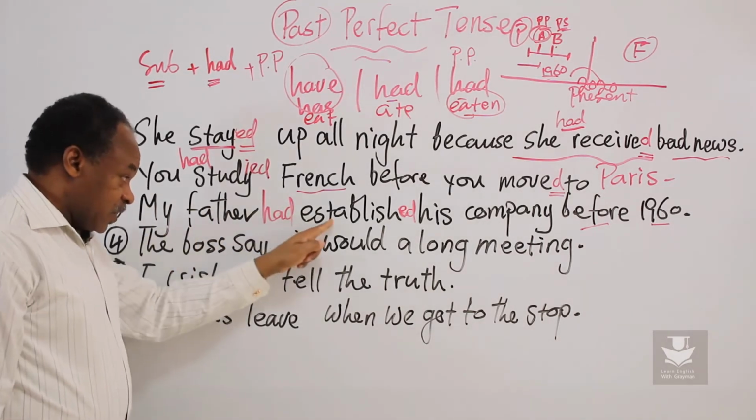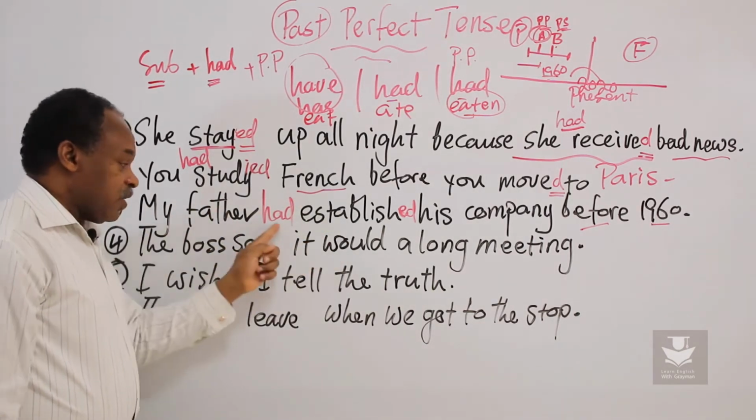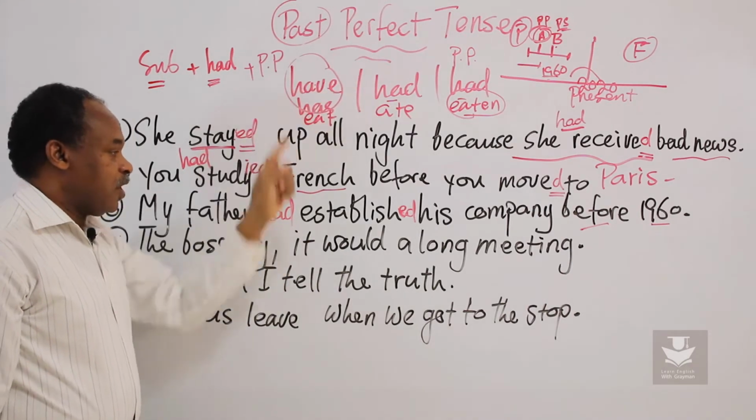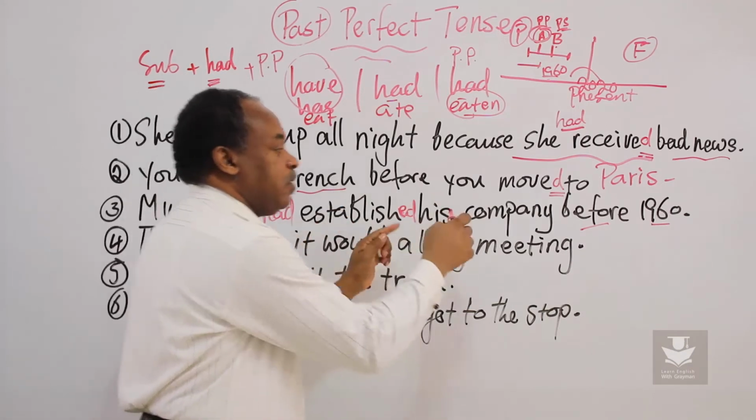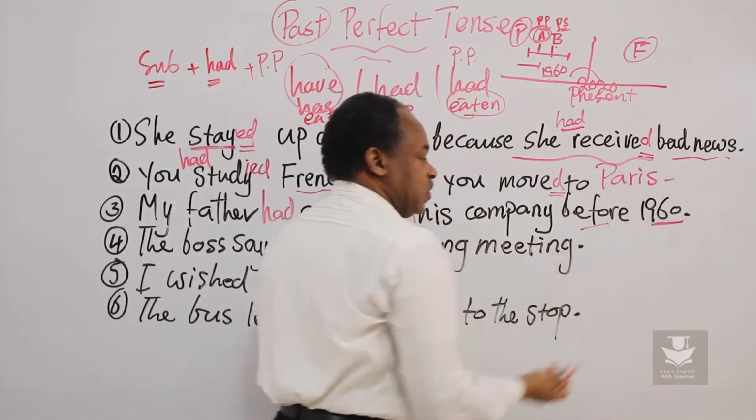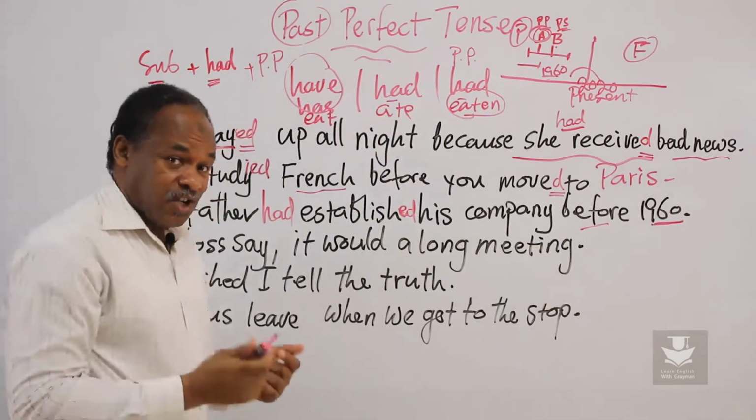My father had established. Why did we write this past perfect? This is past perfect because this event happened before a certain time. That's 1960. Okay, is that clear?